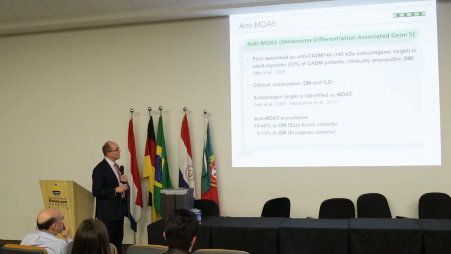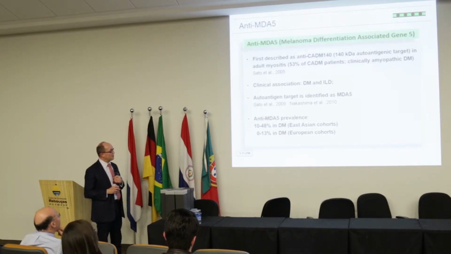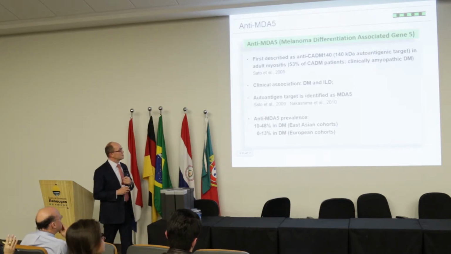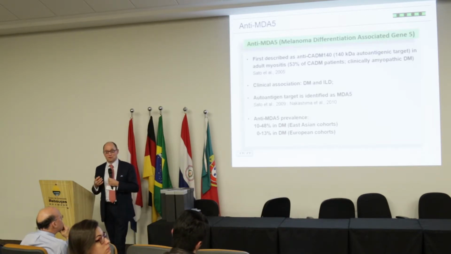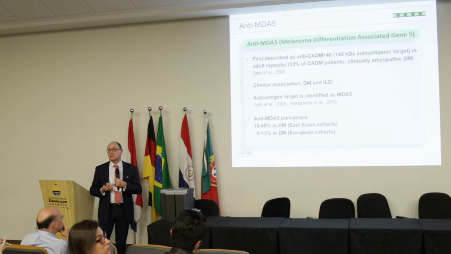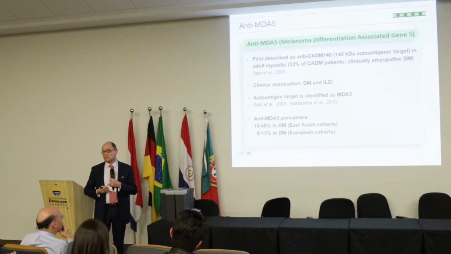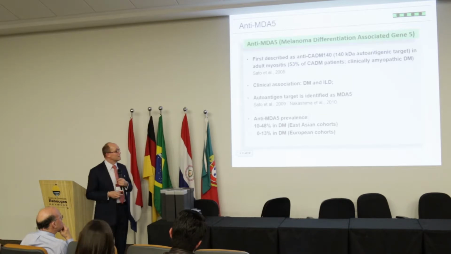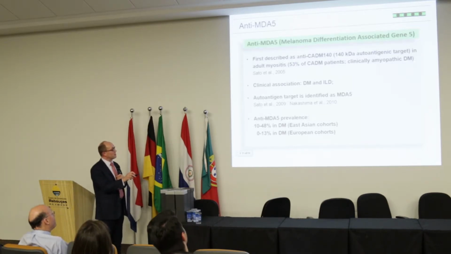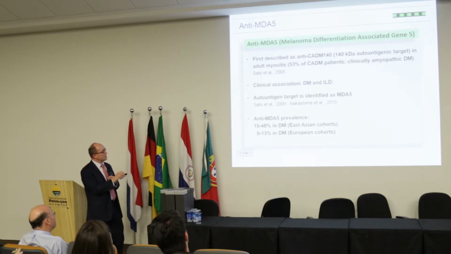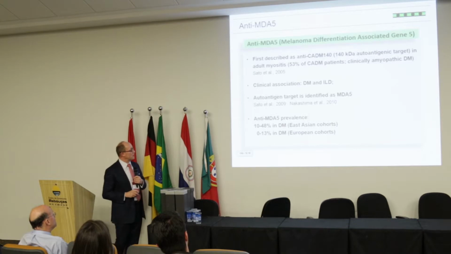MDA5, first described in clinically amyopathic dermatomyositis patients. These are patients which have skin manifestations, but muscle involvement is not obvious, or it's extremely weak. So they are classified as clinically amyopathic dermatomyositis. This is a clinical association, and also these antibodies are found in interstitial lung disease.